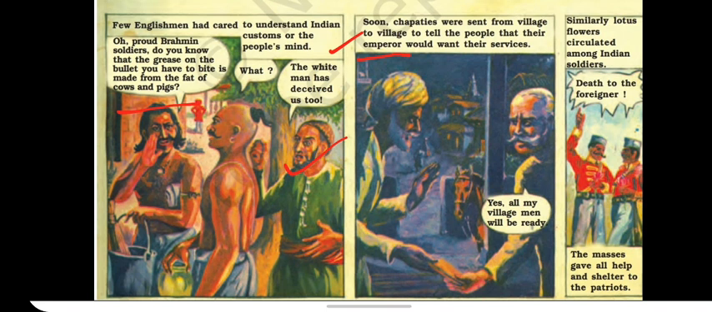They started circulating, means they started distributing lotus flower as a sign of protest. Death to the foreigners, now they are speaking.